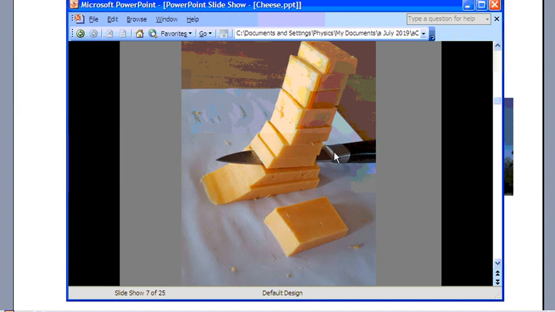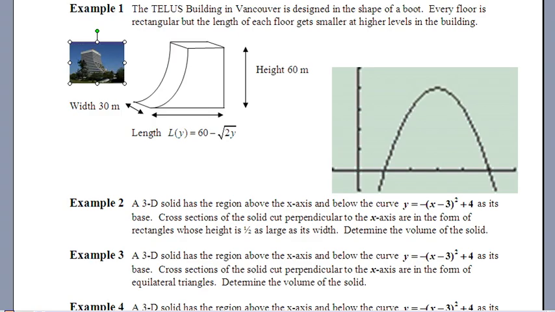So the whole volume we'll call V for volume. And this is a little elemental volume, a little dV. And if we just tell the calculus, hey, you've got to add up a whole bunch of those little dVs, then we should actually be in business. So that's going to be our plan for this TELUS building. We'll see if we can actually get it to work.